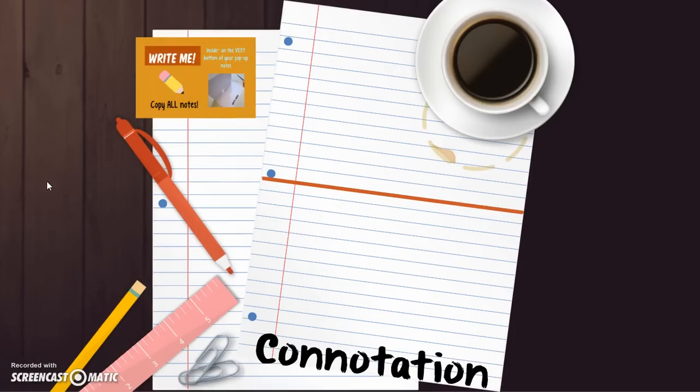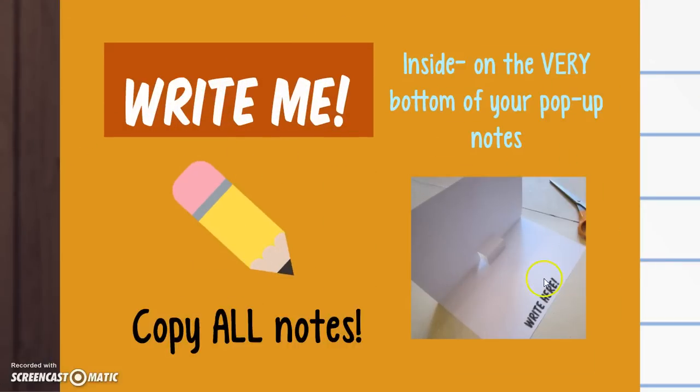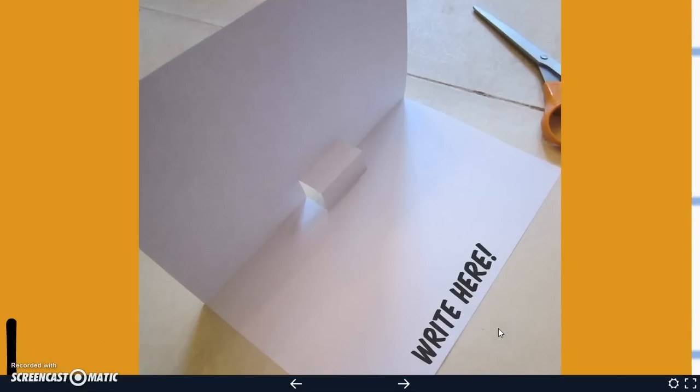That was all for denotation. Now it's time for connotation notes. Where do we write those notes? We write them on the bottom, right here, where it says right there. So it's very easy to figure out where we write our notes.